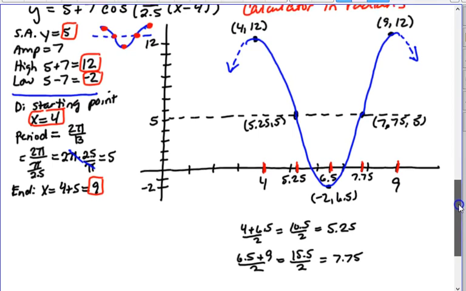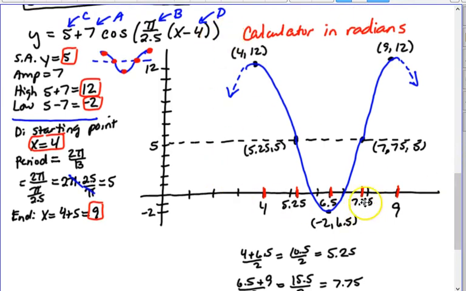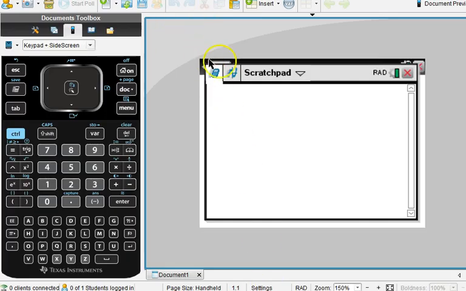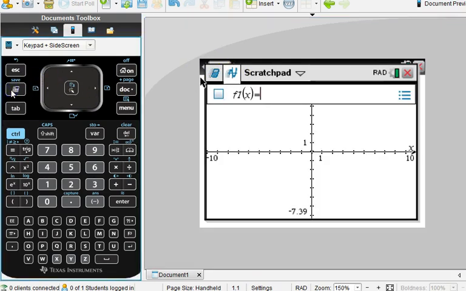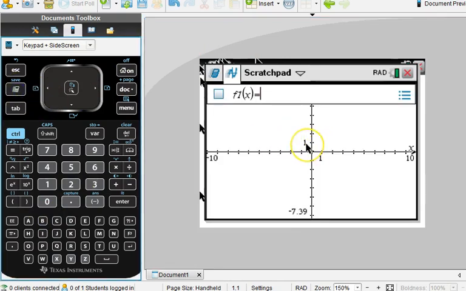Now how do we check this on the calculator? What I'm going to do on my calculator is graph this equation and change my window settings so that I can see if exactly one cycle fits between -2 and 12 on the y-axis and between 4 and 9 on the x-axis. So let's take a look at the calculator. On your scratch pad, if you push the scratch pad button twice, you'll get to a graph. If your graph already has something on it, you can push Doc B, and that will clear everything off and start you over again. It will also clear off the main page of your scratch pad.